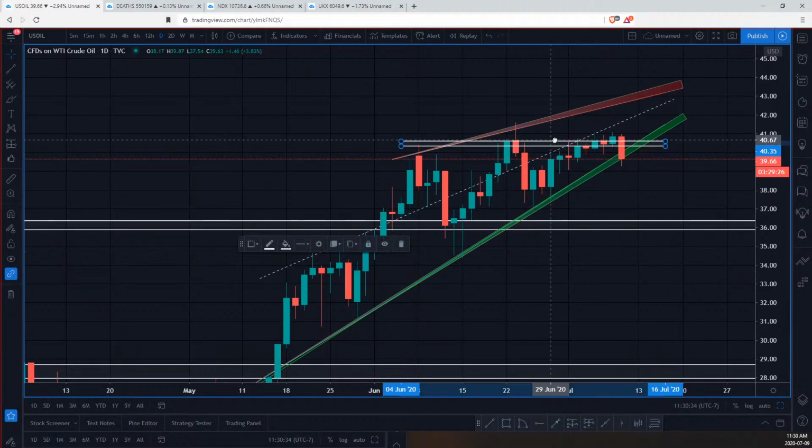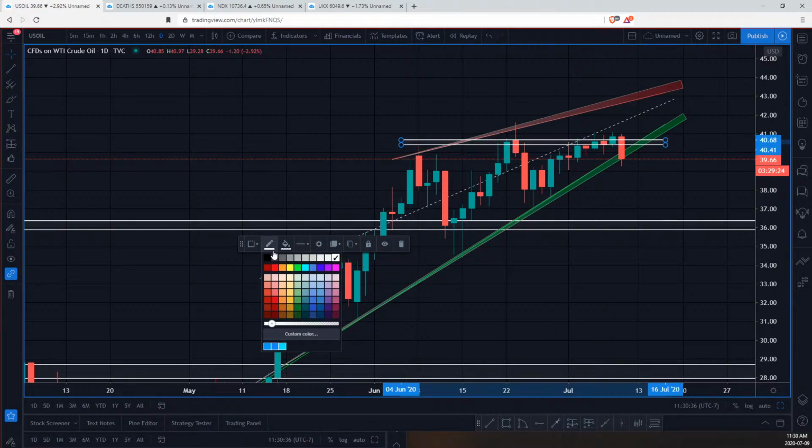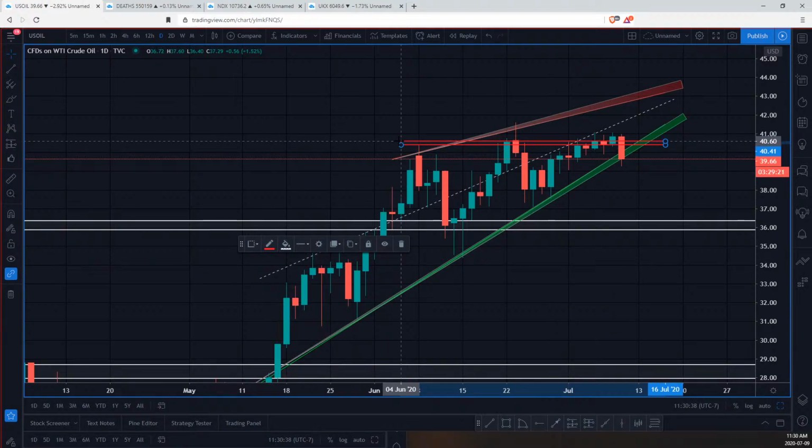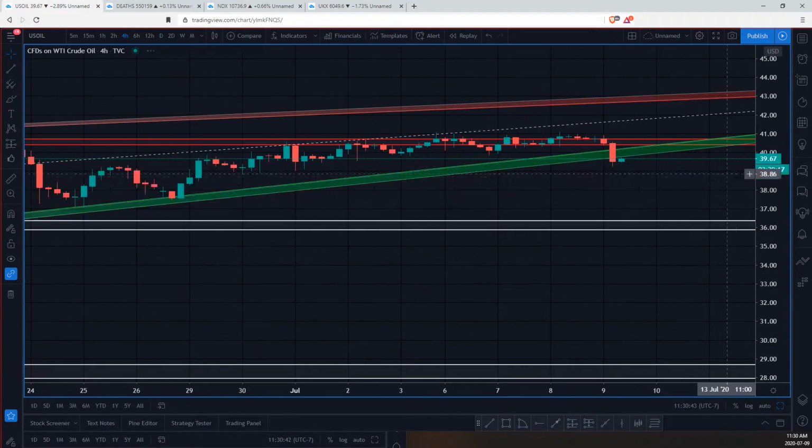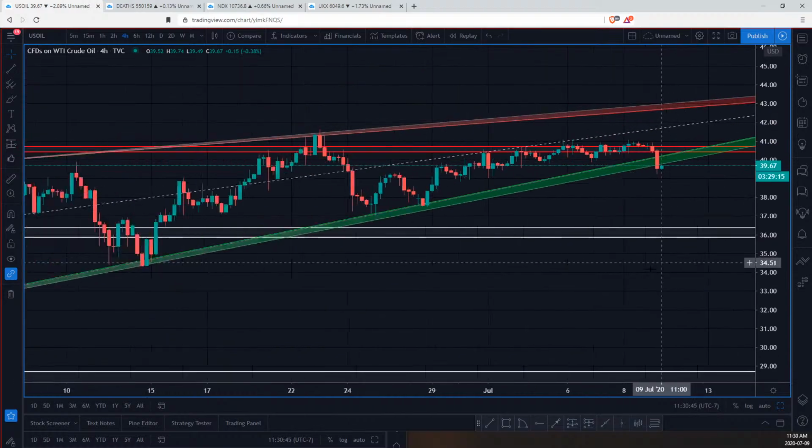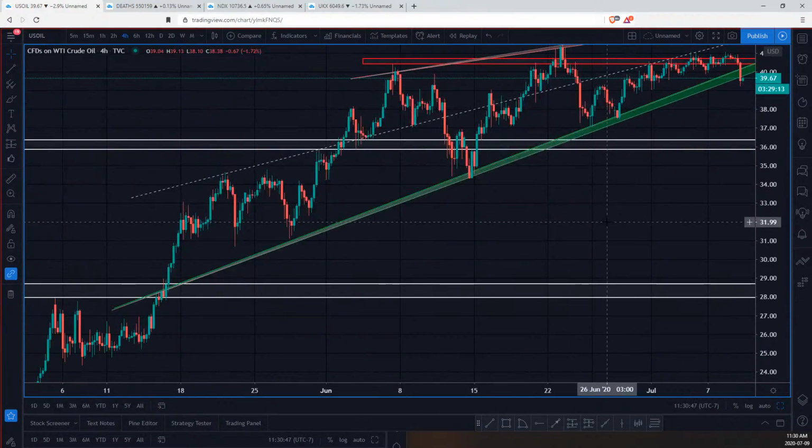We see a lot of resistance around the $40 mark. Let's just put that a little bit more red. So we know that there's a lot of supply around here. Let's jump into the 4-hour to see if we did break below. So it looks like we did break below that ascending zone.